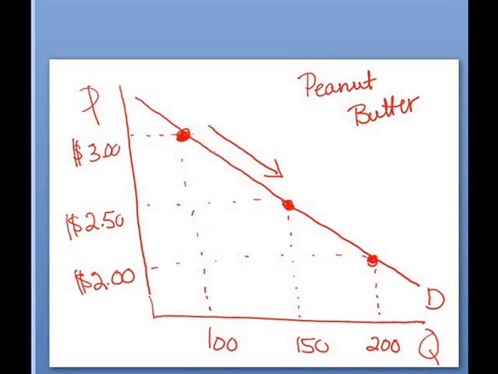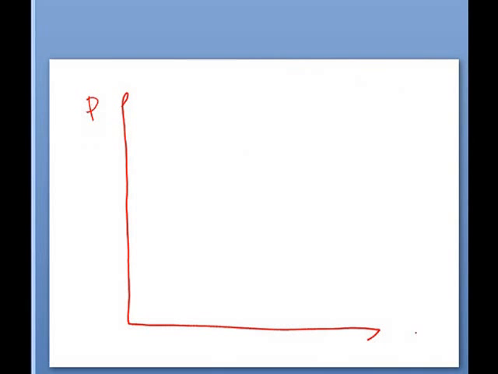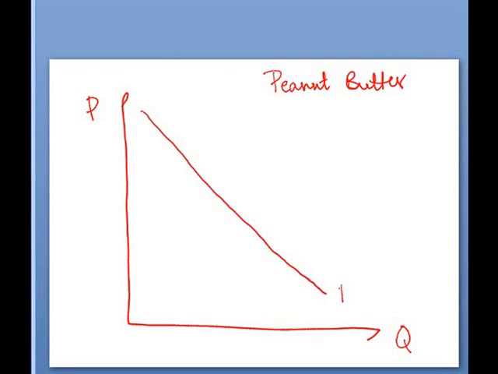For this particular movement from point A to B, we would call this a rightward movement along the curve, meaning that price has only changed. So the price of peanut butter went from $3 to $2.50. Now to begin to look at the shift factors, I would still be interested in peanut butter with price on this axis and quantity over here. In order for there to be a shift in the curve, it has to be something outside of the demand curve, outside of the price of peanut butter.